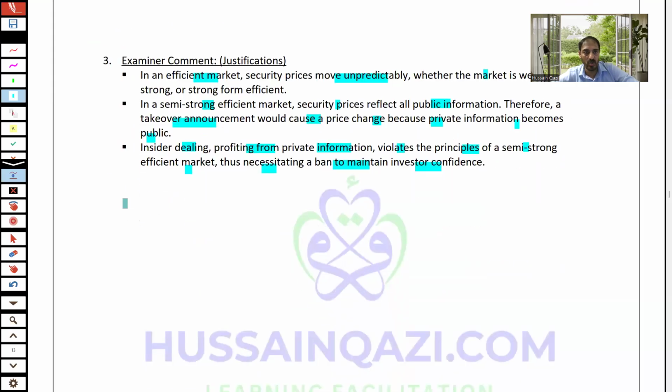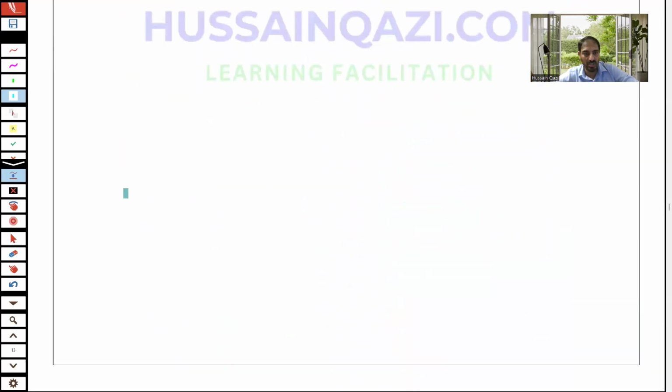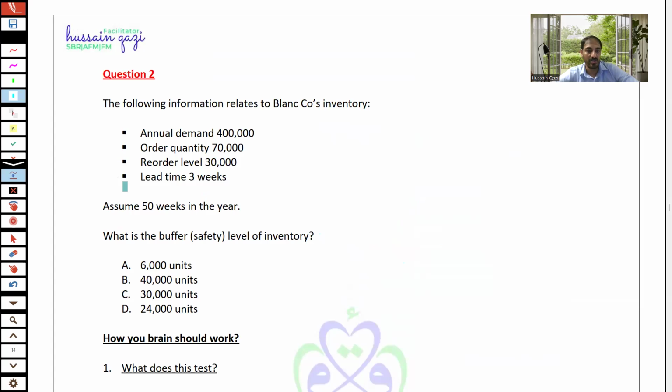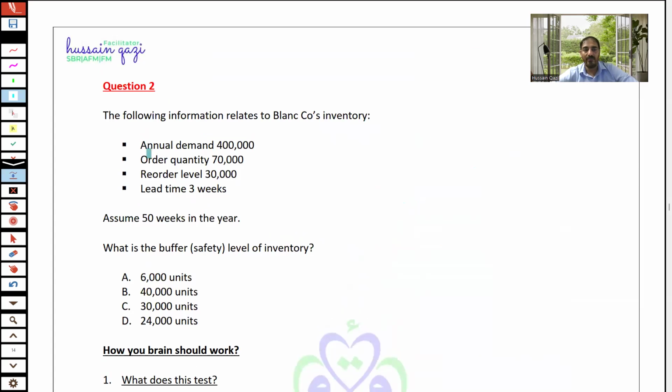Now the next question. The first question we have done was theoretical. The next question is about calculation. The following information is related to inventory. You have read the first line, and that's very simple. That's about working capital. Concept: working capital. Details: annual demand, order quantity, reorder level, lead time 3 weeks, 50 weeks in the year. What is the buffer safety level? Keywords: buffer safety. The phrase is very simple.